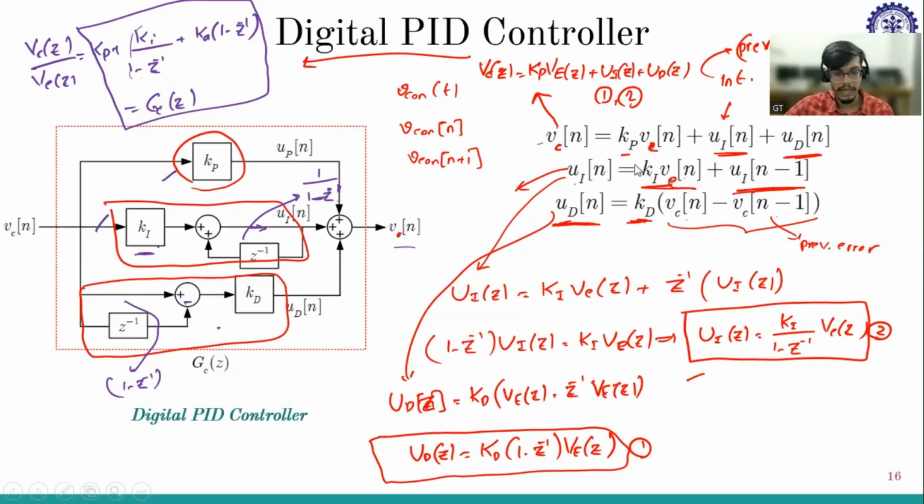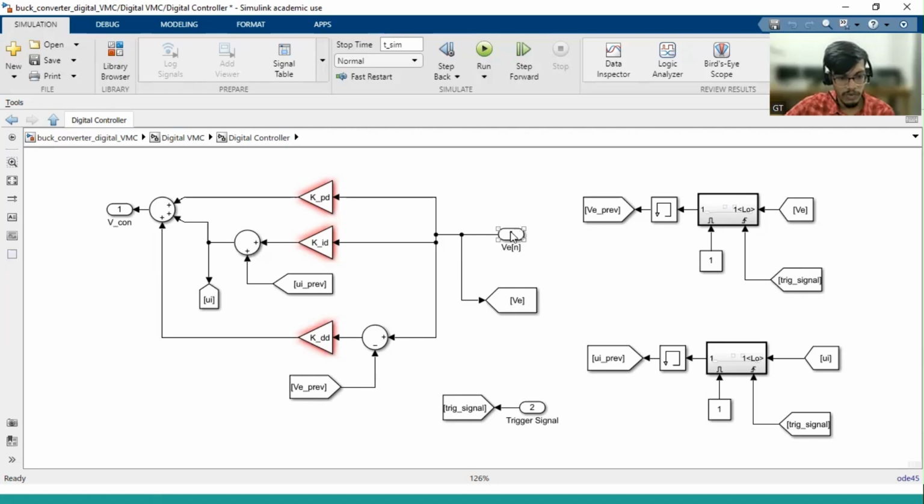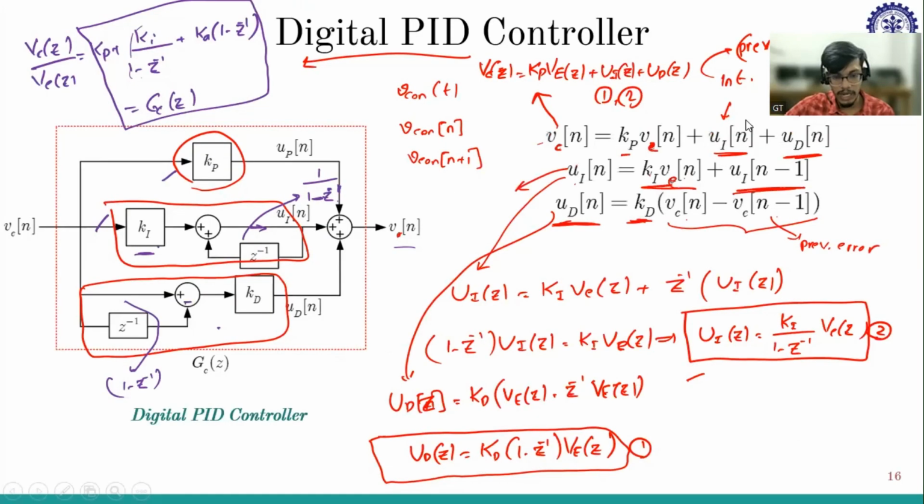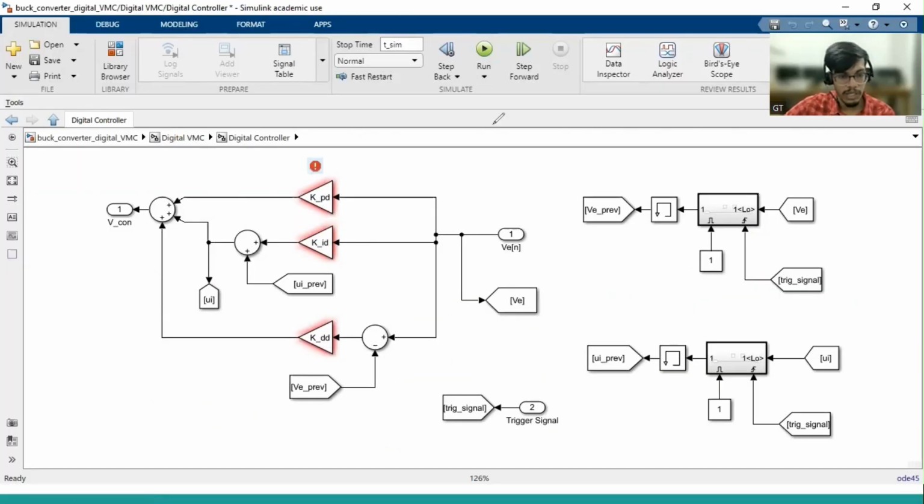So KP into V error of n. If you see here, we have V error of n, right? So KP into V error of n, and then UI of n. UI of n is what? Ki into V error of n plus UI of n minus 1. So this is, let me draw, then it will be easy for you. And let me change the color to red. So this output is KP into V error of n. And this part is UI of n. And this part is Ki into V error of n. And this part is UI of n minus 1.